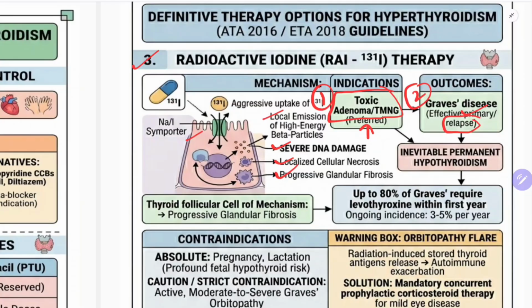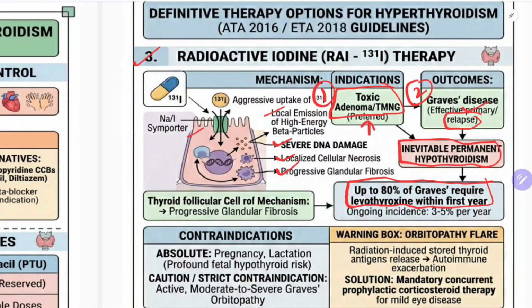Now one important point is, after giving radioactive therapy in a Graves' disease hyperthyroidism patient, there will be inevitable permanent hypothyroidism, and that's why up to 80% of Graves' disease patients will require exogenous levothyroxine therapy within the first year. 80% of the patients, remember. That means a patient who has taken radioactive iodine therapy, either for Graves' disease or toxic multinodular goiter, should be monitored every 3 months for hypothyroidism, because 80% of the patients will require levothyroxine therapy in the first year itself.